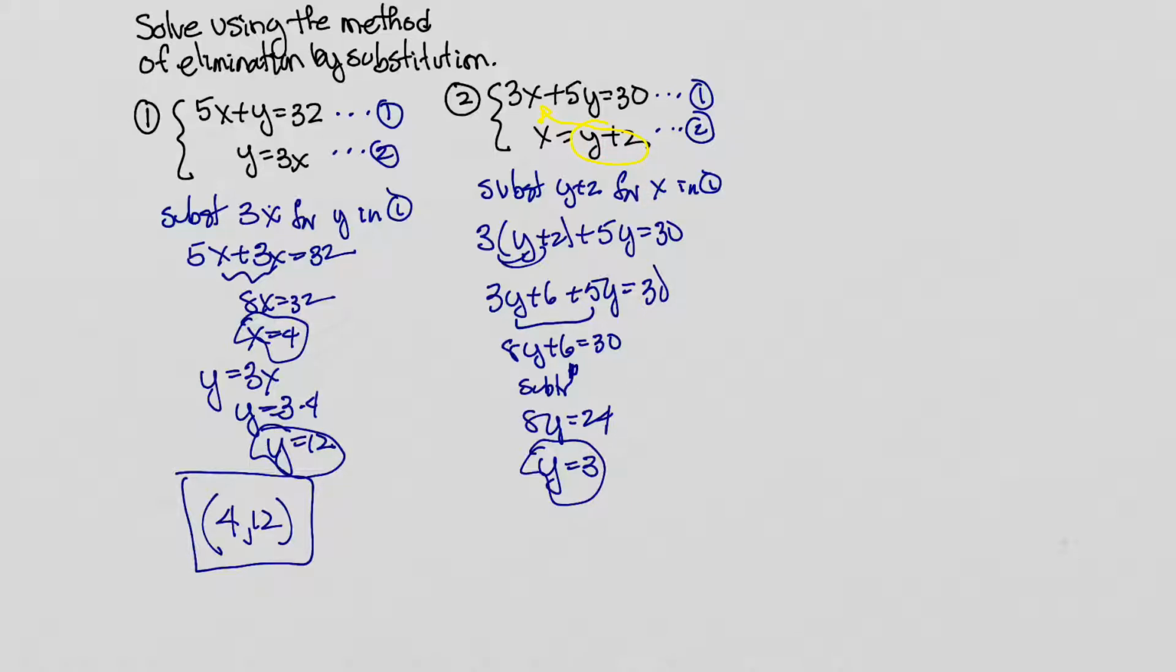So let's do it. So we know that x equals y plus 2. And we just found that y is 3. So we'll get x equals 3 plus 2. X is 5. So we'll summarize here. Here's our solution. X is 5. Y is 3.